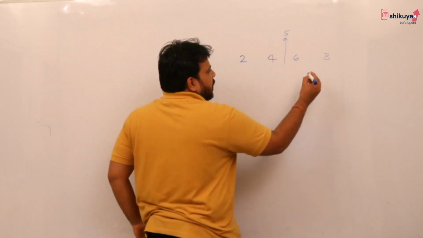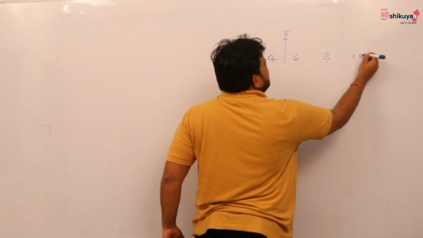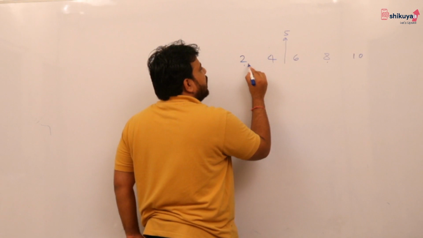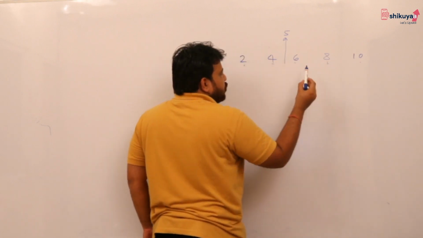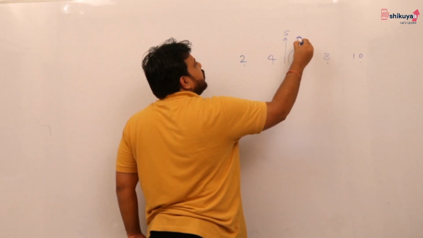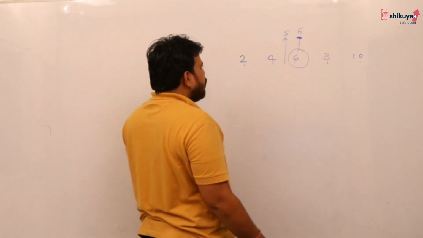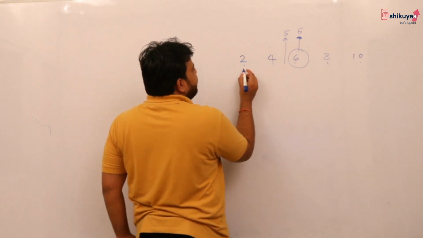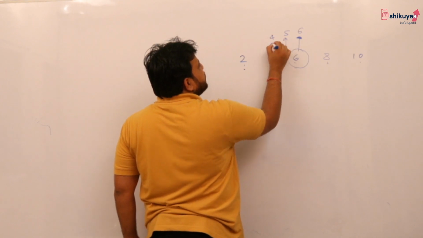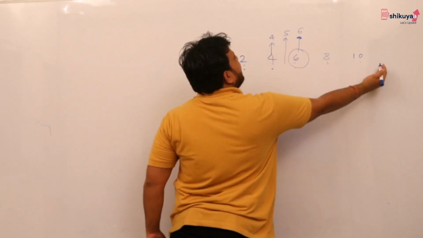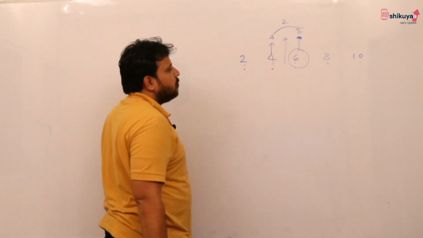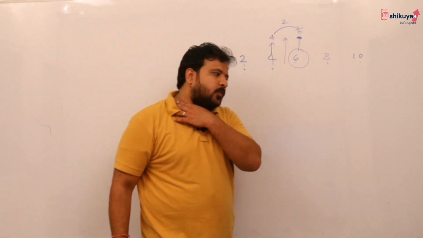Please observe. When I add 10 to this series, now the total terms become 5. 1, 2, 3, 4, 5. So the center value is going to be the average. You are getting my point? The center value is going to be the average, that is 6. So in a nutshell, if initially the numbers are 2, 4 and 6, the average was 4, correct? And if I add two more numbers in the series, the average has increased by 2.